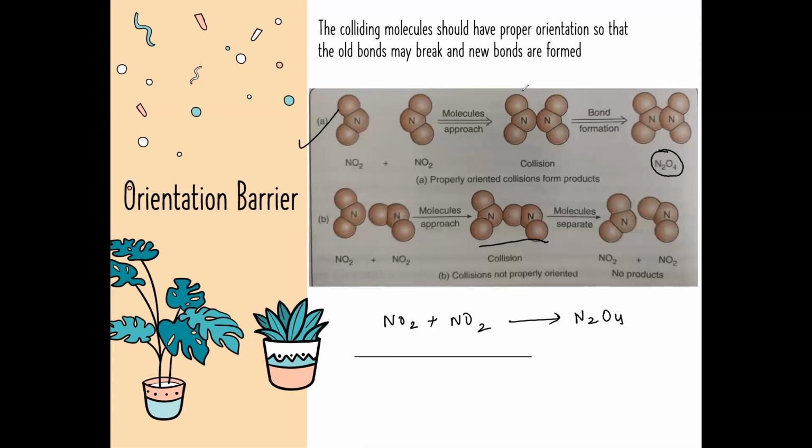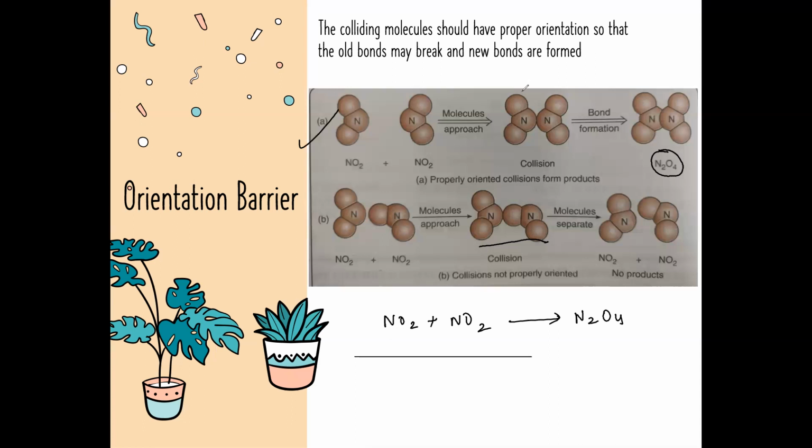So what have we discussed about the collision theory? For the reaction to occur, there must be collision between the reacting species, correct? Only a certain fraction of the total number of collisions are effective. And for an effective collision, molecules must have sufficient energy and proper orientation.